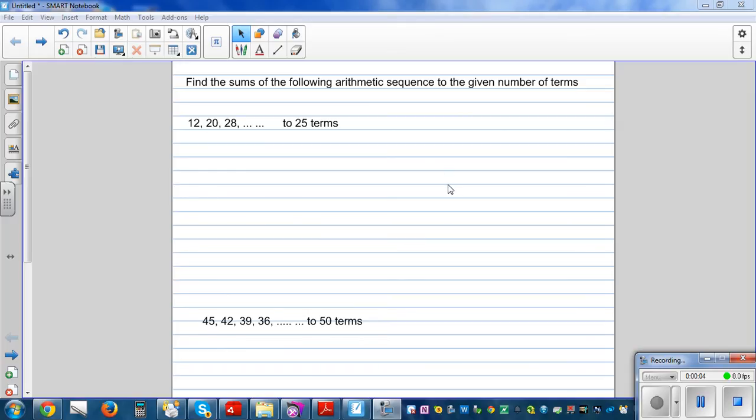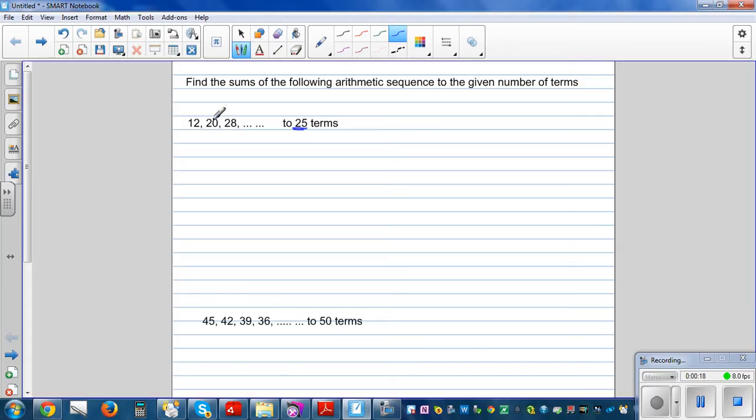Find the sums of the following arithmetic sequence to the given number of terms. So this is an arithmetic sequence, and we want to find the sums up to the 25th term, up to 25 terms. So first, let's write the formula for Sn, the sum of an arithmetic sequence.